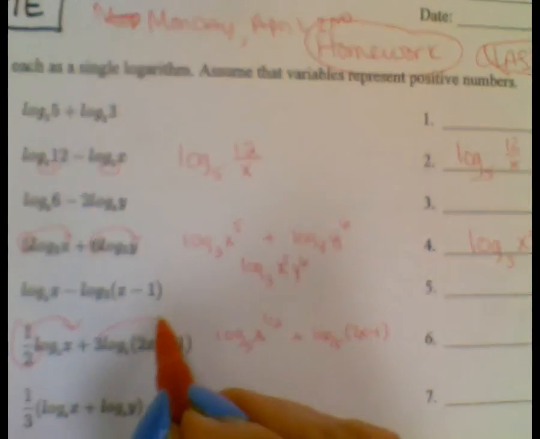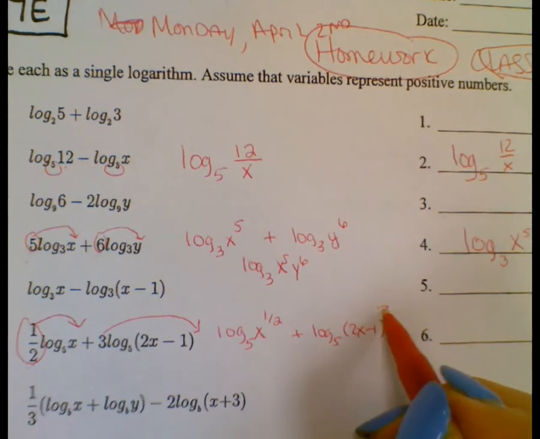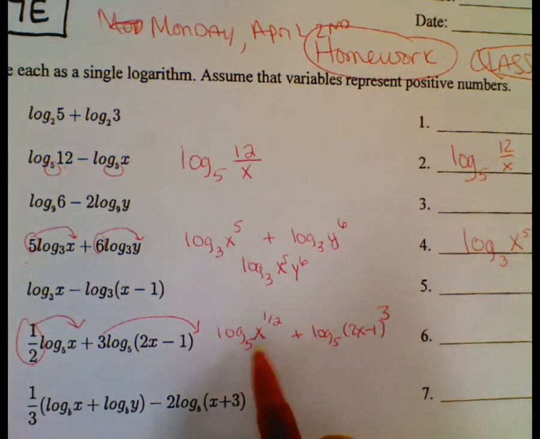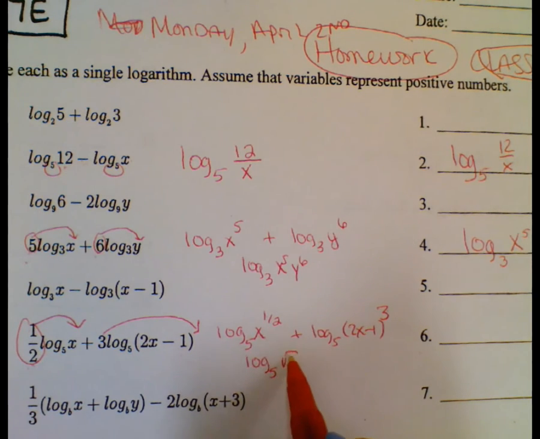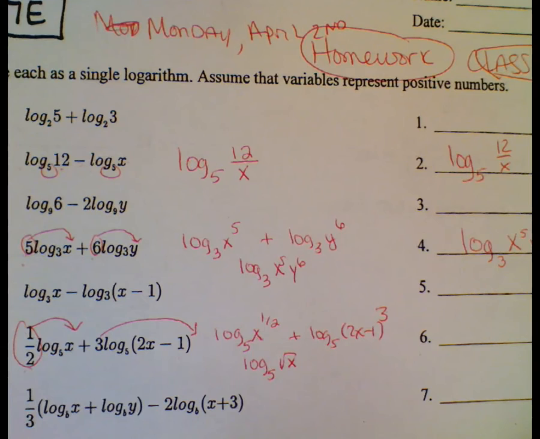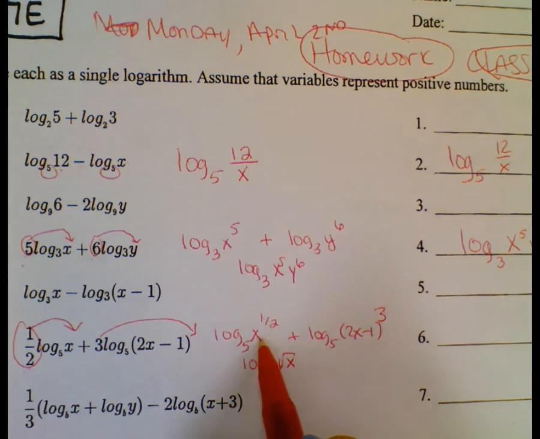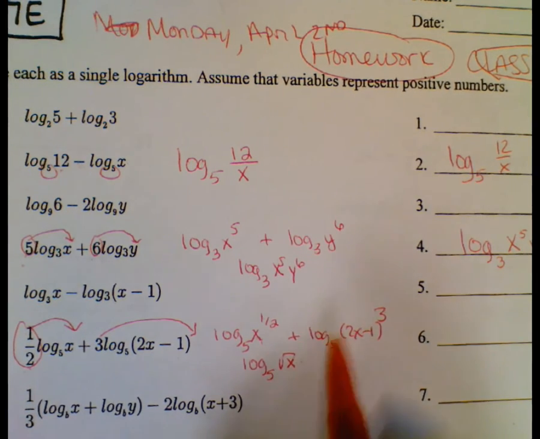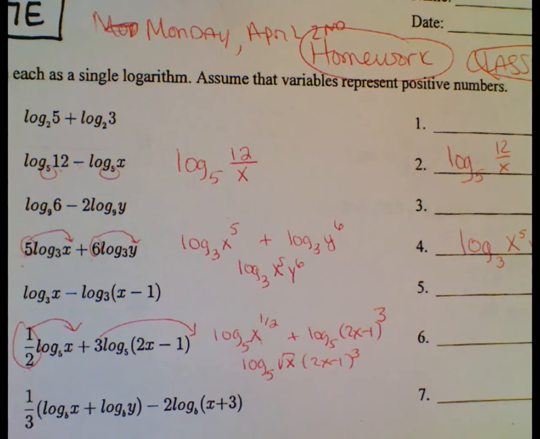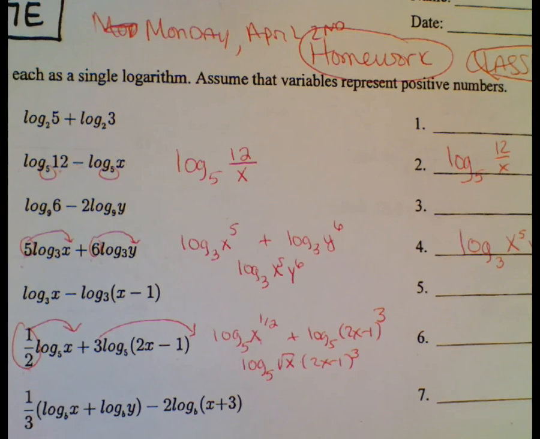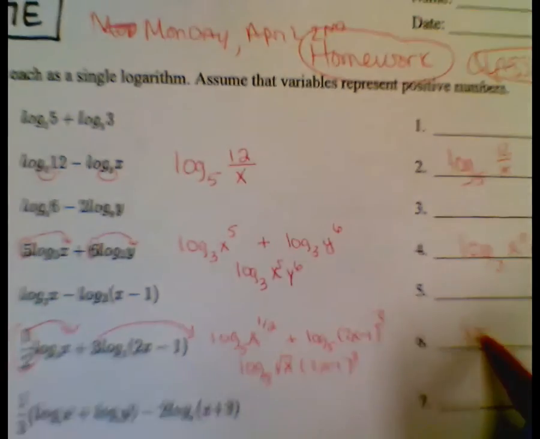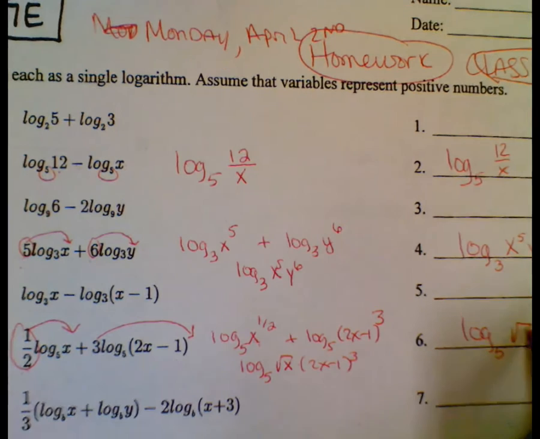And then this 3 is going to become that exponent of 2x minus 1. So this would be all good, except this 1/2 really means square root of x. So I'm going to change that right now. Anytime you see x to the 1/2, you should think of that as square root of x. So that's that one. Plus means times, and then times all of this, 2x minus 1 to the 3rd. I'm not going to make you FOIL that or anything. I know the answer looks weird, but that is your answer. So it's log base 5 of the square root of x times 2x minus 1 cubed.